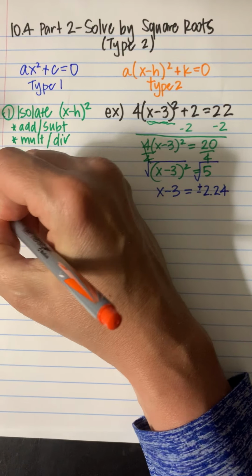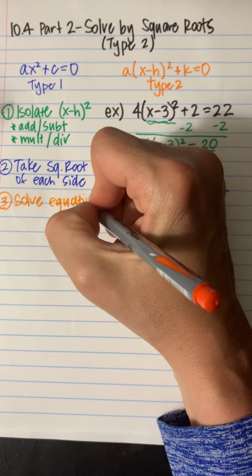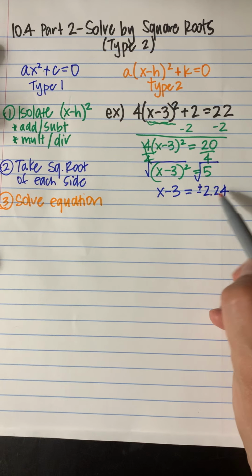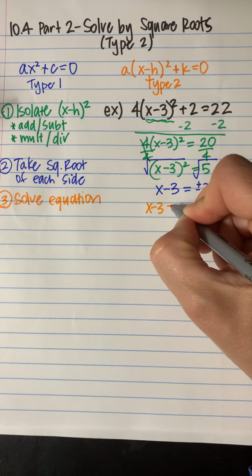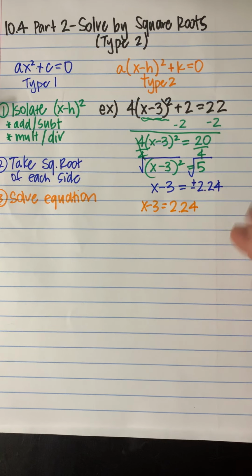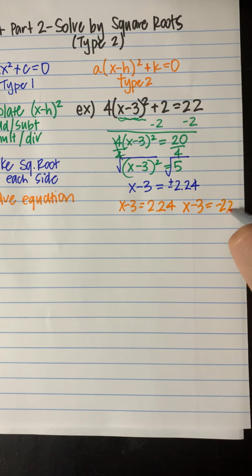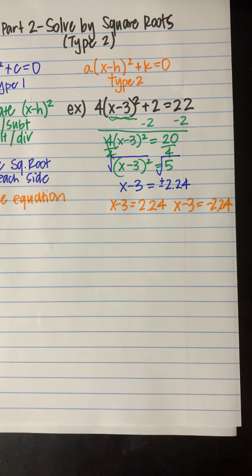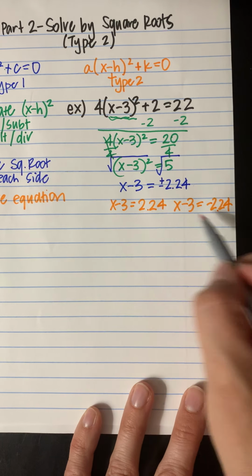Now I need to solve the equation. In this case, I have 2 outcomes, so I'm going to have to set up 2 equations. x minus 3 equals 2.24, and x minus 3 equals a negative 2.24. So I have 2 outcomes here, and I need to solve these.